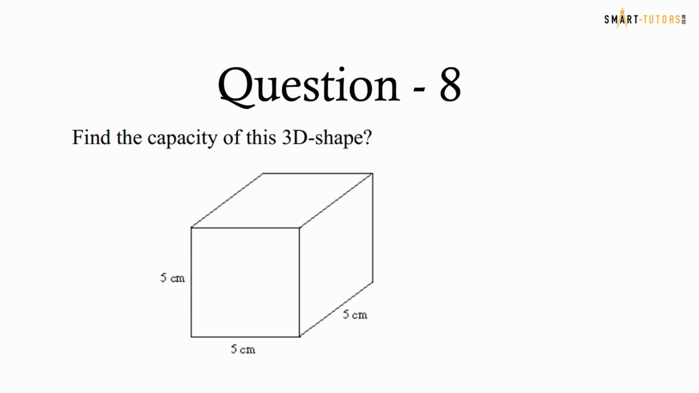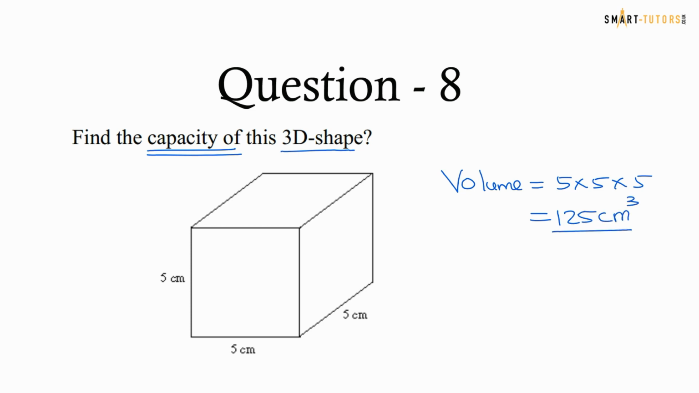Question number 8. Find the capacity. Capacity is another name for volume. Capacity of this 3D shape. They didn't even say what is this shape. It's actually a cube. So volume of a cube, you need to times the one of the side 3 times. So 5 times 5 times 5, which is 125. The unit is very important. Centimeter cube. That is the volume or capacity.